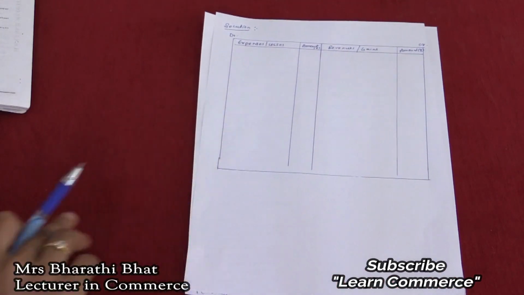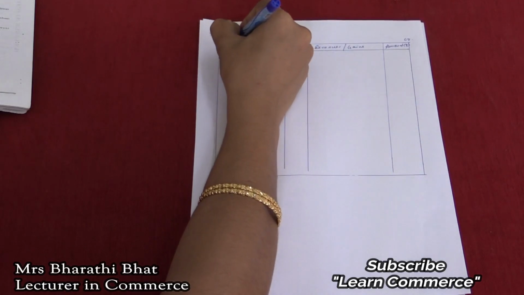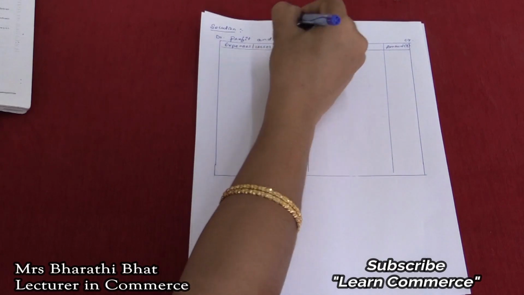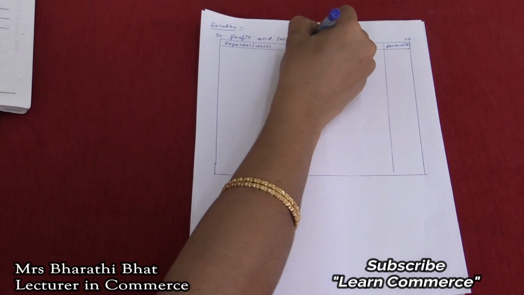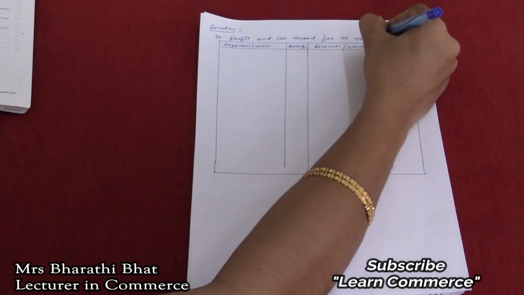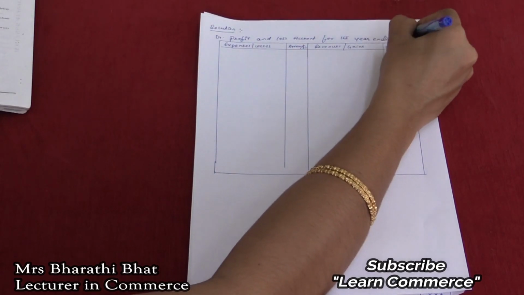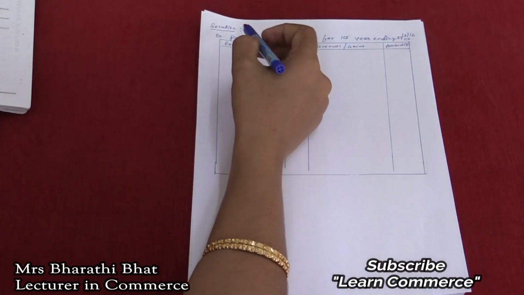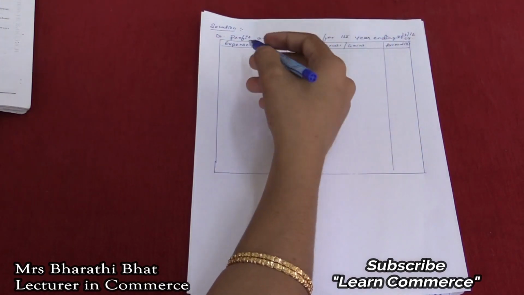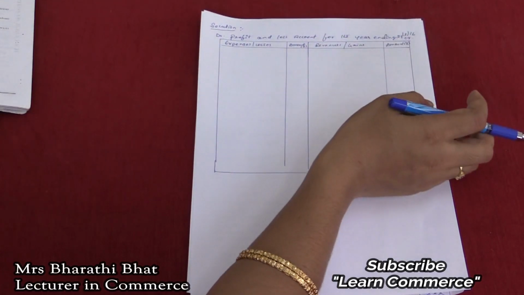Solution, write solution and write heading: profit and loss account for the year ending 31st March 2016. And don't forget to write debit and credit on both sides. Then expenses or losses, revenues or gains, amount in rupees.